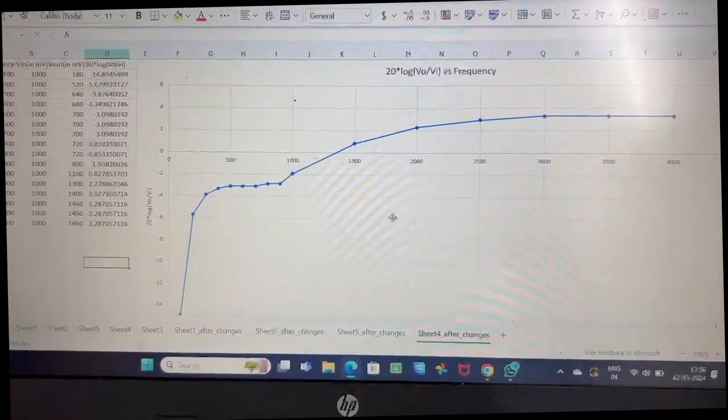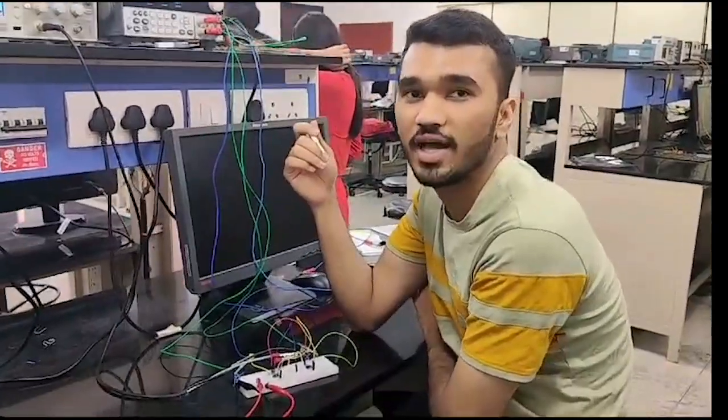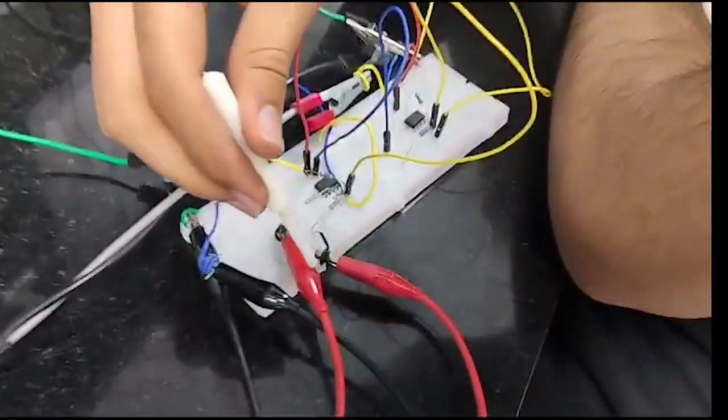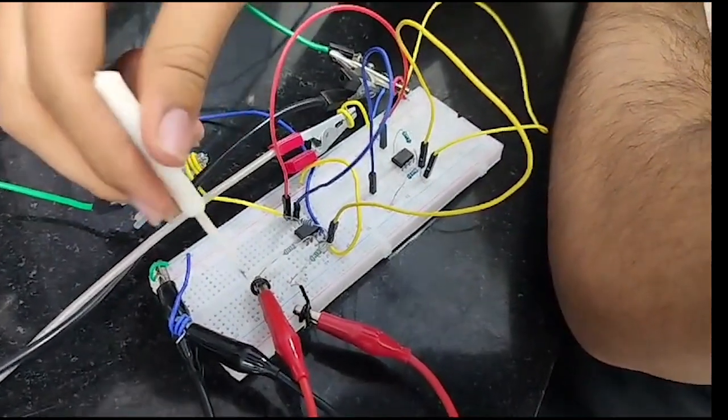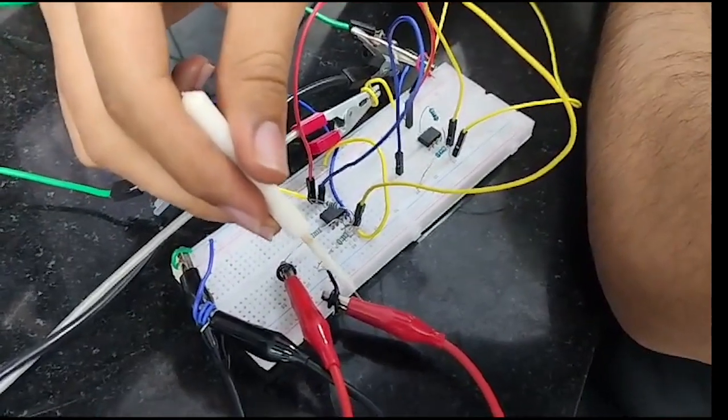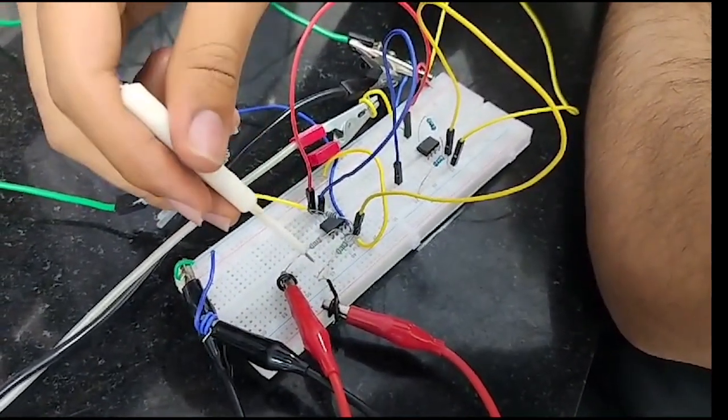which looks like this. Today I'm going to explain the adder circuit. Here we have two inputs. Input number 1, which is 1 VPP and 1 kilohertz. It's a sine wave, and the other one is also a sine wave. Input number 2, 0.5 VPP and 3 kilohertz.